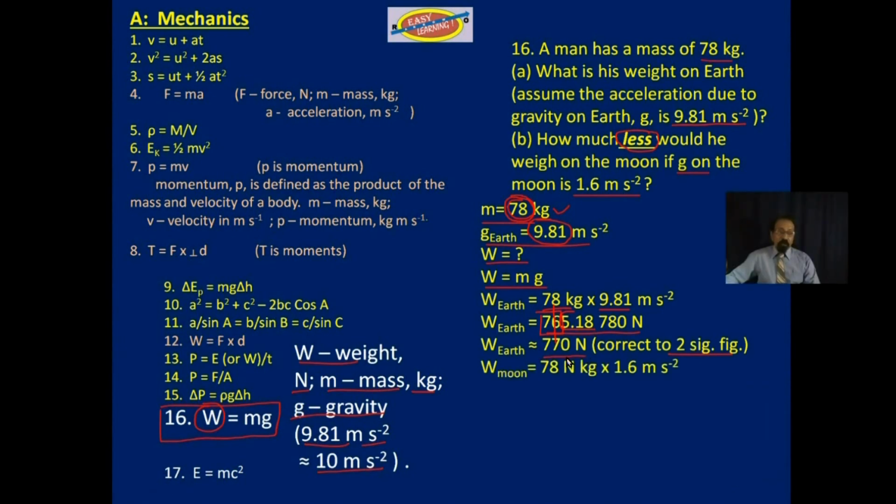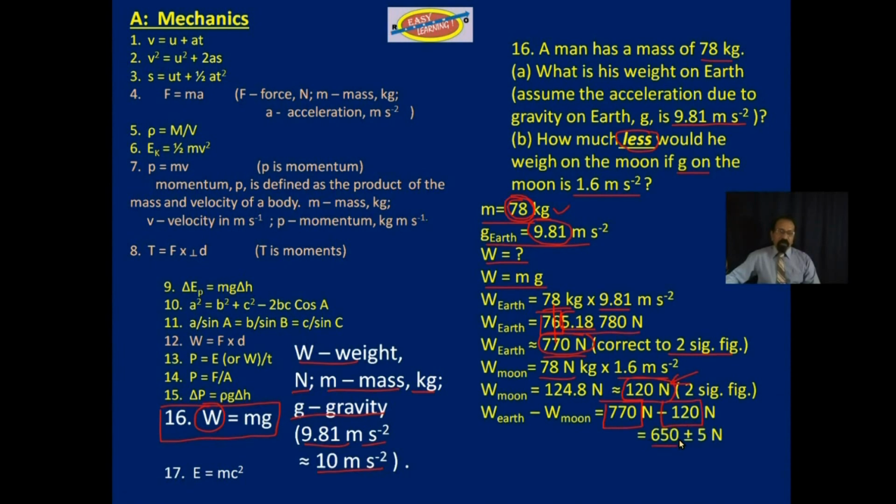Now his weight on the moon will be 78 newtons times whatever gravity is on the moon. And when we work that out, we get this as his weight on the moon. Well, if that 120 newtons is his weight on the moon, and this 770 is his weight on Earth, how much less does he weigh on the moon? You subtract 120 from 770, and you get 650.